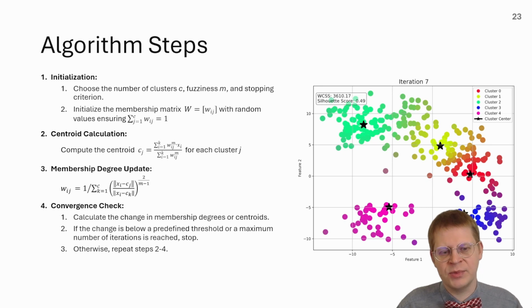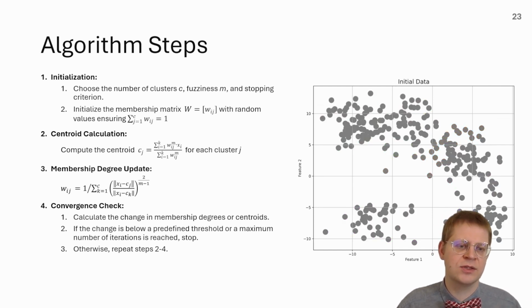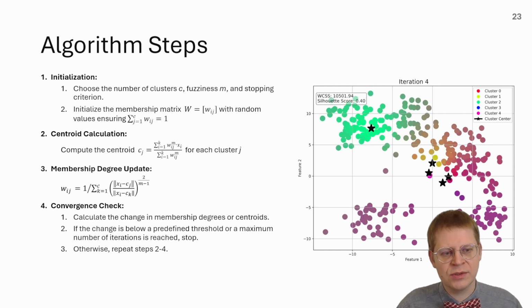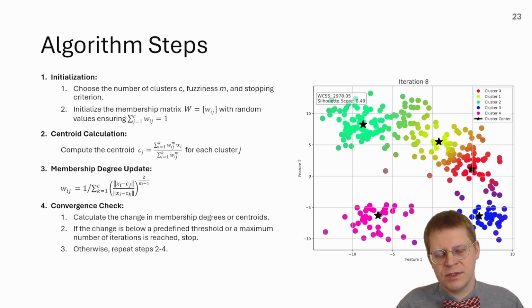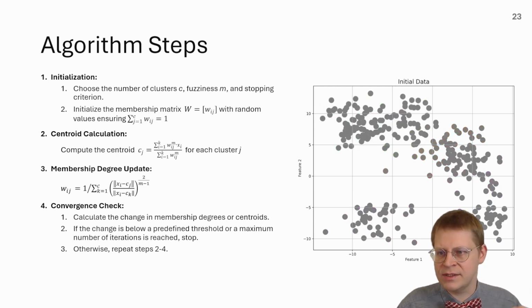And then we have an update step, the membership update step. The algorithm updates the membership degrees based on the distance of each point to all cluster centroids. A point closer to a centroid has a higher membership degree in that cluster. This formula ensures the degrees reflect the relative distance.